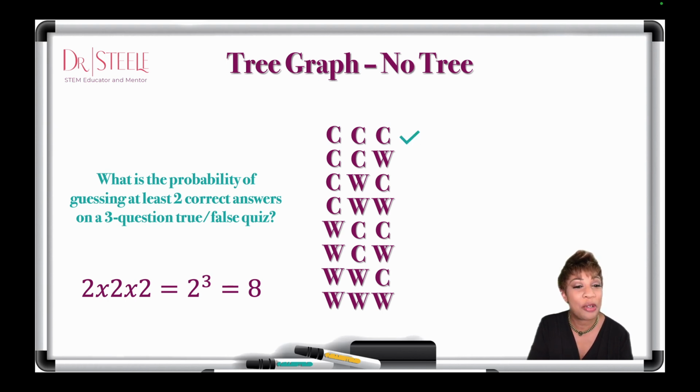Now, to answer the question, what is the probability of guessing at least 2 correct answers? So, at least 2, 3 is counted. Make sure you read the question. So that's one possibility, 2, 3, and 4. So we have 4 out of a total of 8, which simplifies to 1/2.